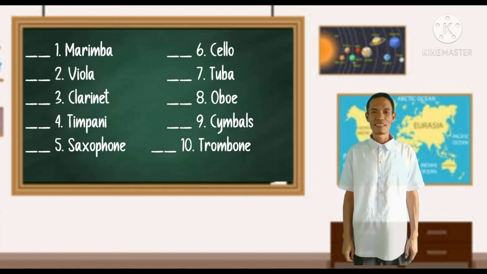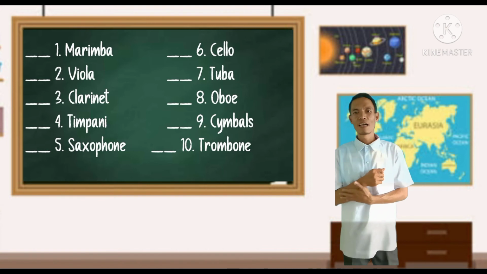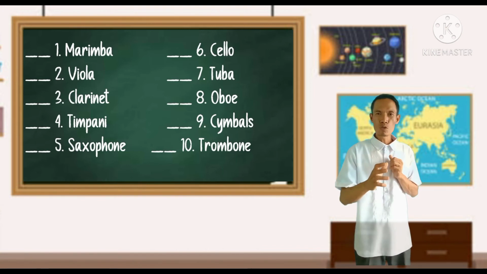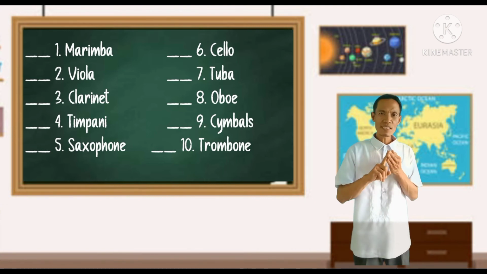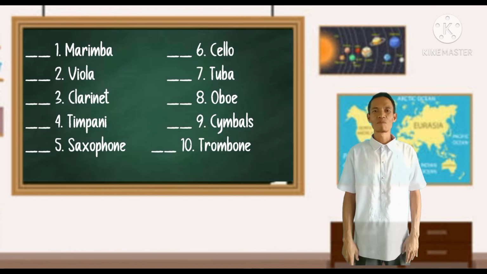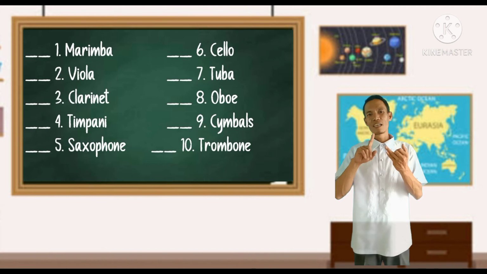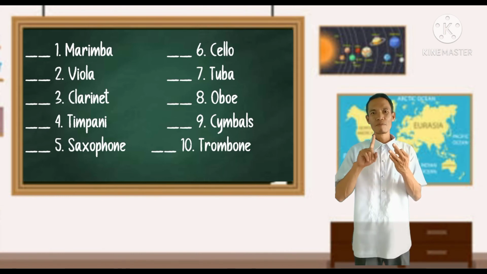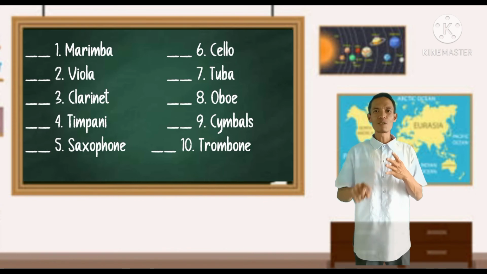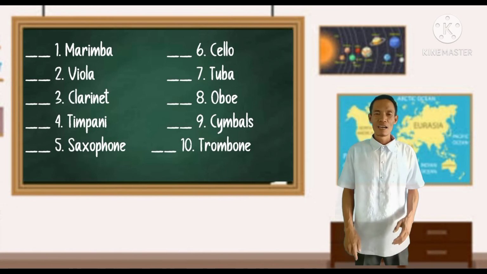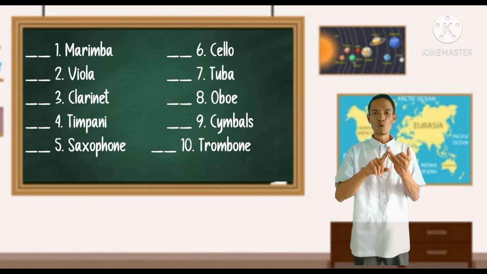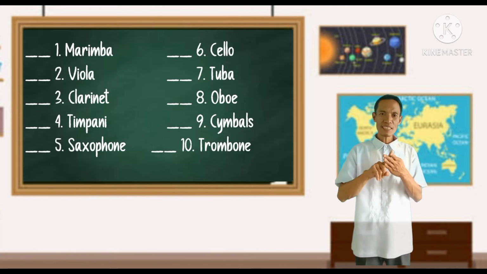Number 5, saxophone. Does a saxophone belong to string, woodwind, brass, or percussion instrument? Number 6, cello. Does this belong to string, woodwind, brass, or percussion instrument? Number 7, tuba. Does this belong to string, woodwind, brass, or percussion instrument?